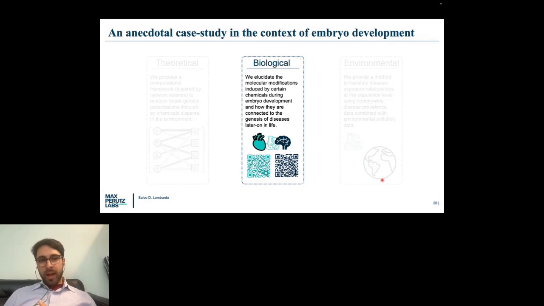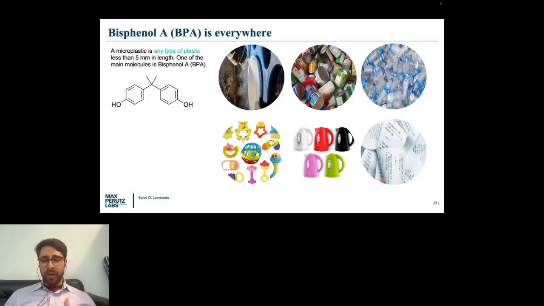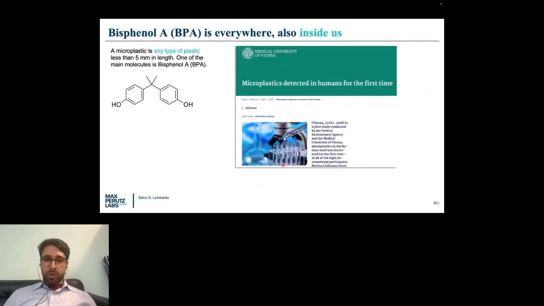Cool. Then I follow up with the more biology-driven question, which was related to a chemical compound that is present everywhere. This is bisphenol A, and I'm saying that it's present everywhere because this is a constituent of microplastics. And you might have heard of microplastics a lot, especially in the last years in the media, because they have been found in the cans, in plastic bottles, in toys, and so on. And it has been found also inside us.